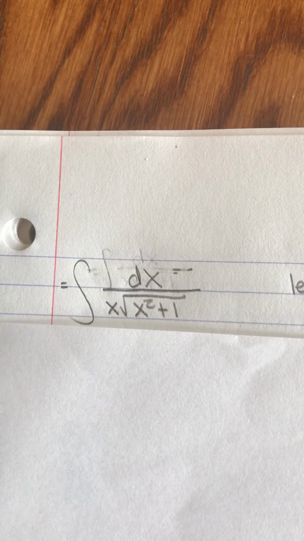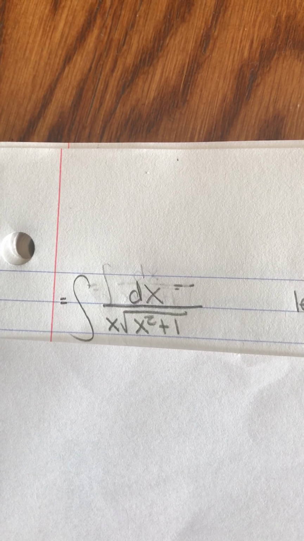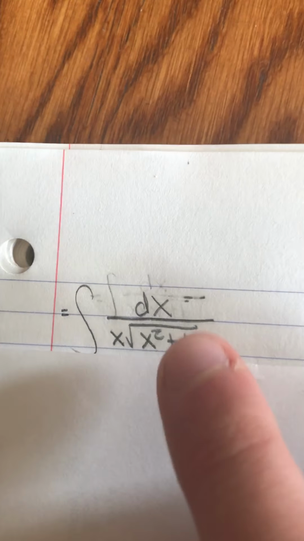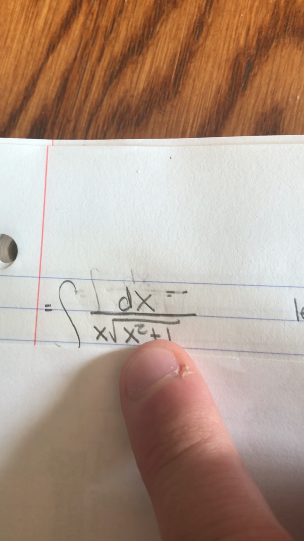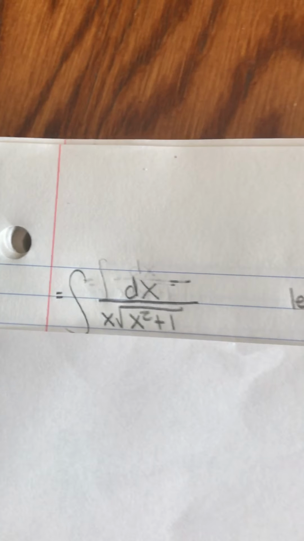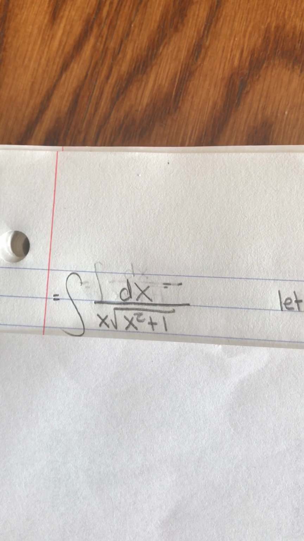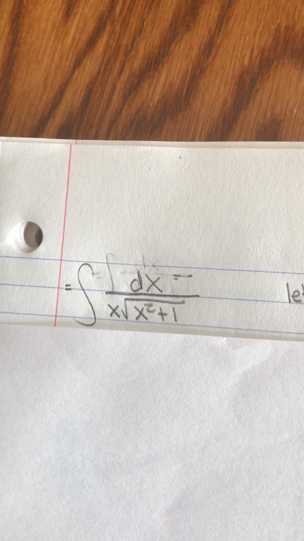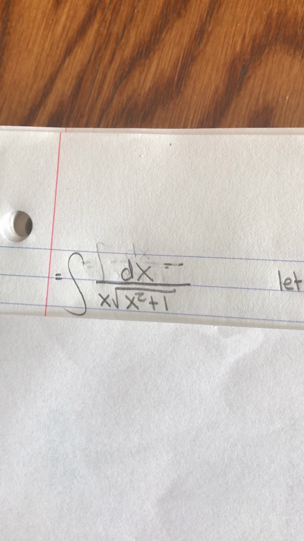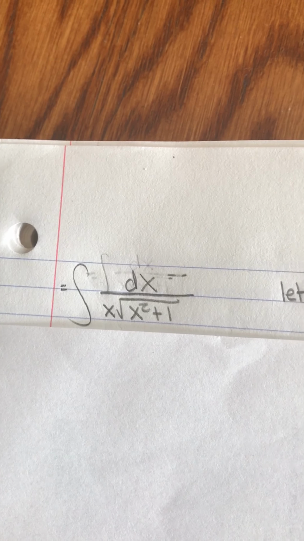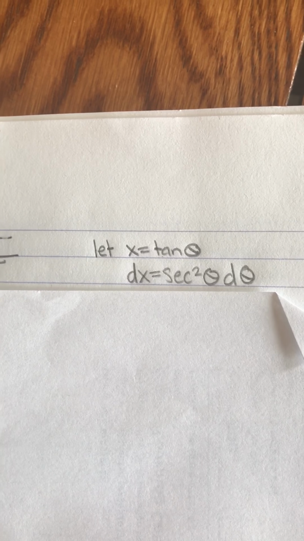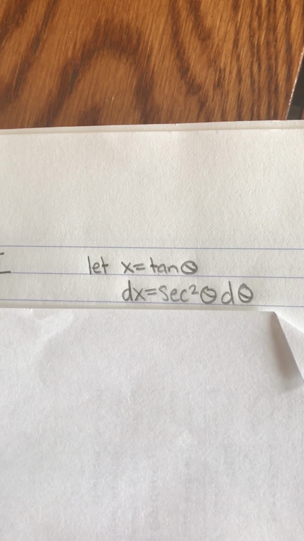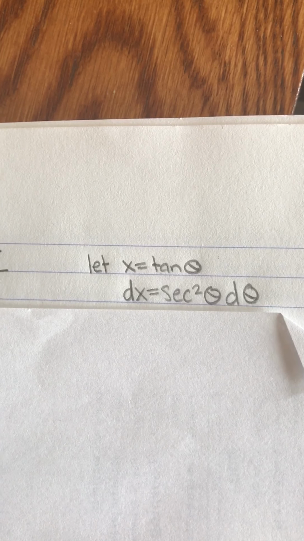Okay, I have the integral dx over x times the square root of x squared plus 1. Now I know I can substitute tangent of theta in for this, because this is one of our arctangents that equals this. So what I'm going to do is substitute x equaling tangent of theta, and we all know the derivative of that is secant squared theta d theta.